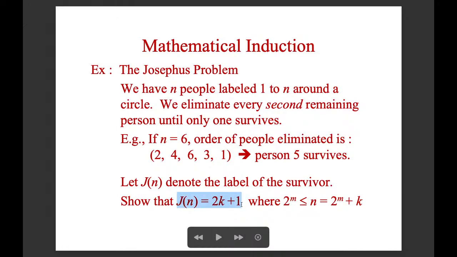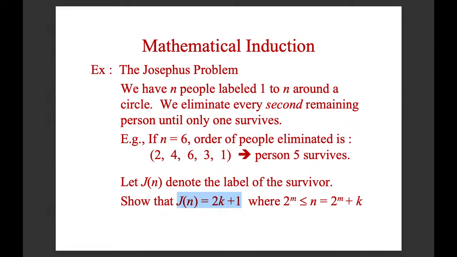In particular, J of n is equal to 2k plus 1, where k is the excess of n over its closest power of 2. So for instance, let's say n is equal to 11. The closest power of 2 smaller than it is 8. So in that sense, J of 11 will be equal to 2 times 3 plus 1, which is equal to 7.